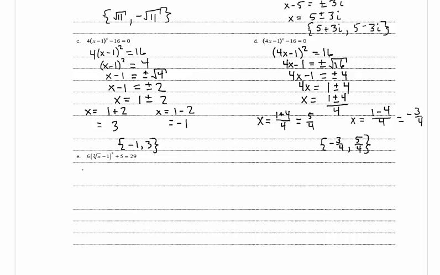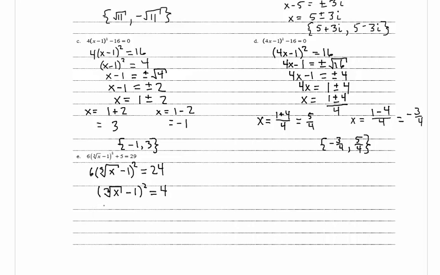In E, we have 6 times the cube root of (x minus 1) squared plus 5 is equal to 29. So the first thing I'm going to do is subtract 5 from both sides, and we get 6 times the cube root of (x minus 1) squared is equal to 24. And now we're going to divide both sides by 6. So we have the cube root of (x minus 1) squared is equal to 4.